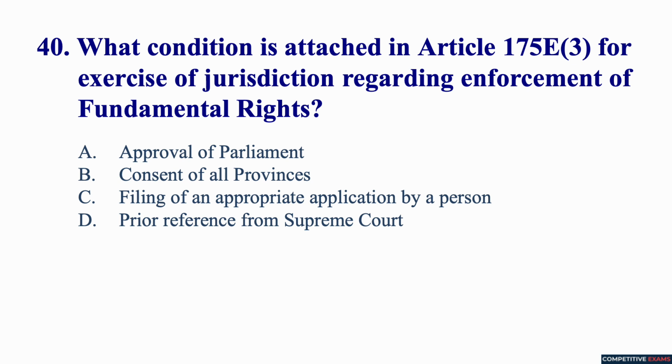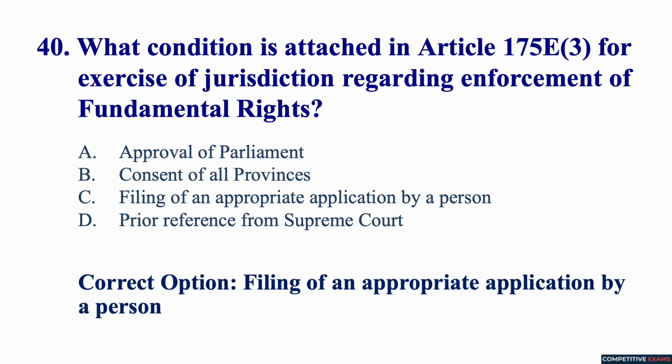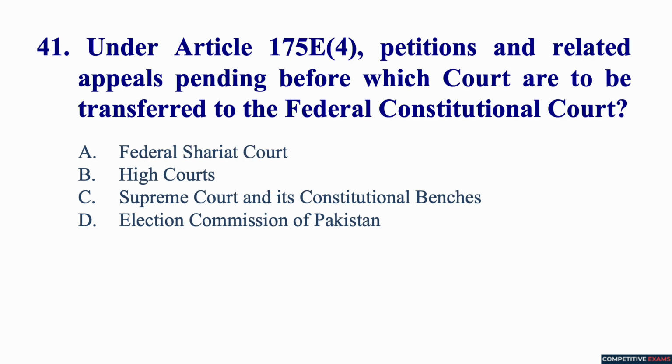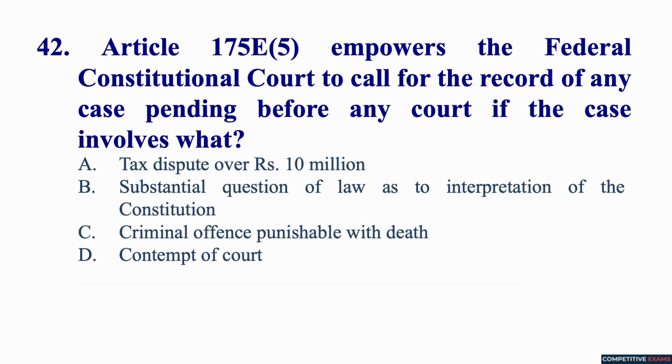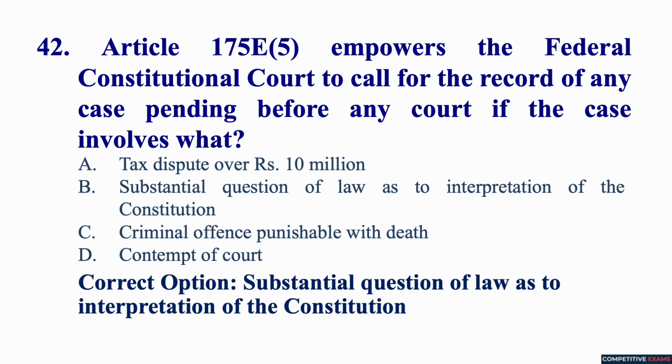What condition is attached in Article 175E(3) for exercise of jurisdiction regarding enforcement of fundamental rights? Filing of an appropriate application by a person. Under Article 175E(4), petitions and related appeals pending before which court are to be transferred to the Federal Constitutional Court? Supreme Court and its constitutional benches. Article 175E(5) empowers the Federal Constitutional Court to call for the record of any case pending before any court if the case involves what? Substantial question of law as to interpretation of the Constitution.